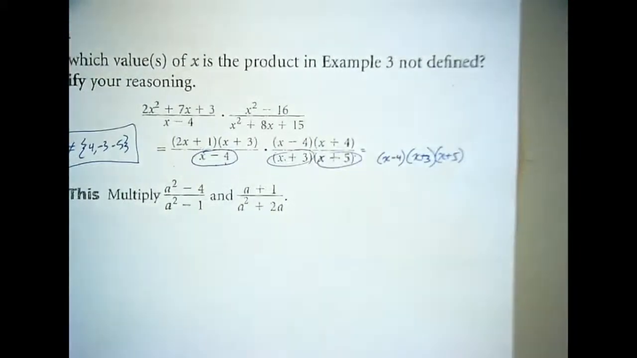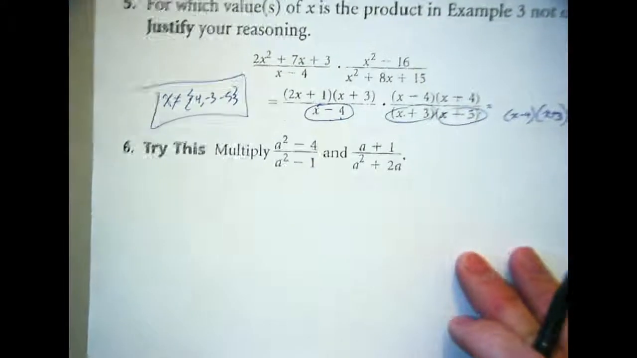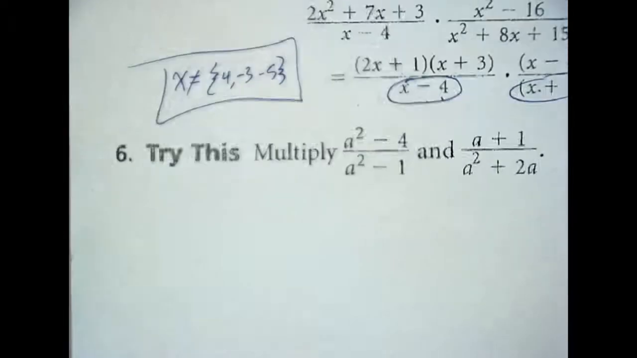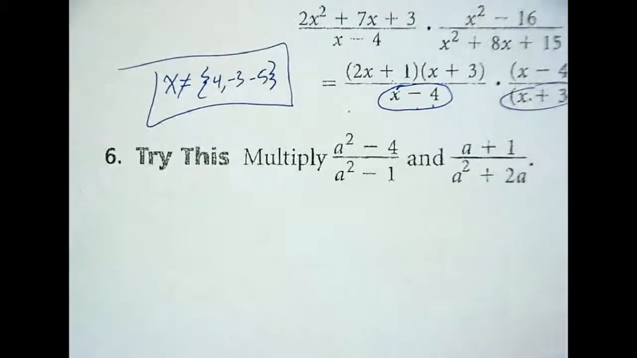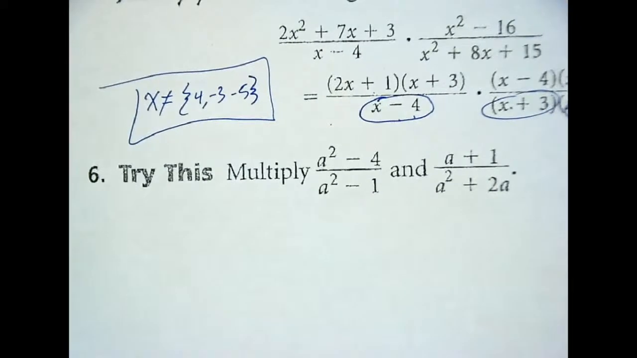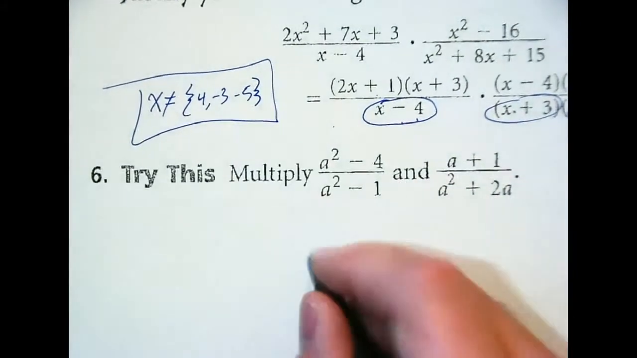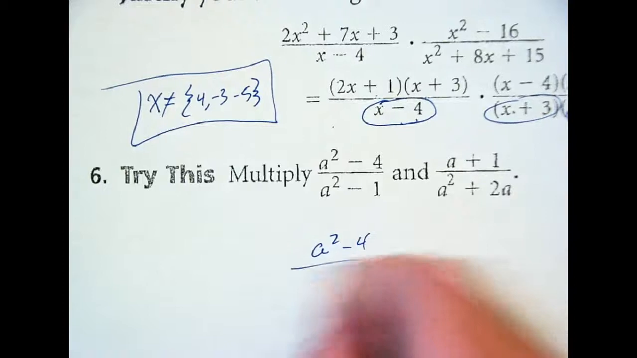Let's talk about number 6. Any questions on 5? Hopefully restrictions aren't too bad. Number 6, you're multiplying those two pieces. So, tell your neighbor what you did first on it. Factor them.